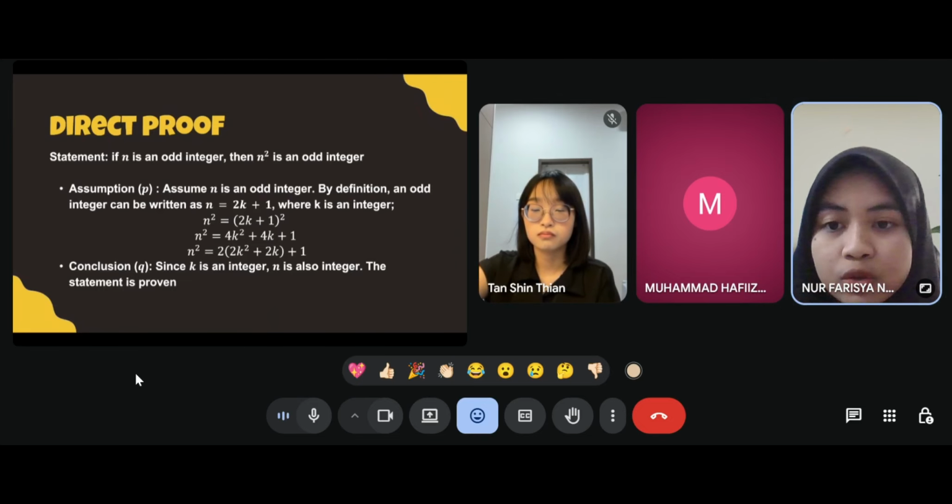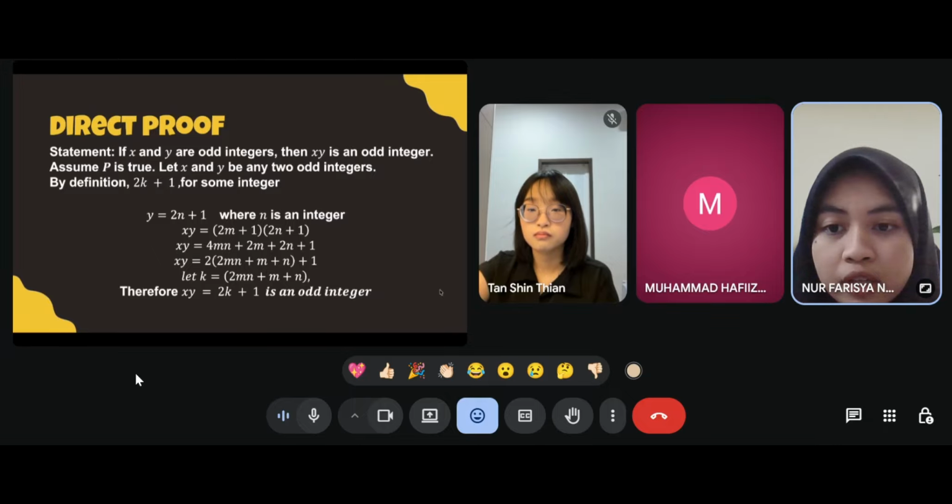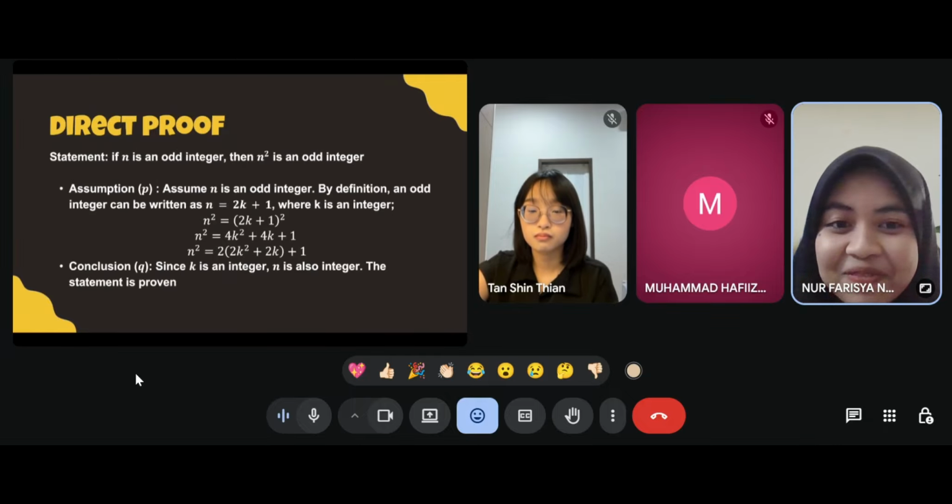n squared equals (2k plus 1) squared. So we expand the square, and then we get n squared equals 4k squared plus 4k plus 1. And then we factor out 2, so we get 2(2k squared plus 2k) plus 1. The conclusion is, since k is an integer, n squared is also an odd integer. The statement is proven.